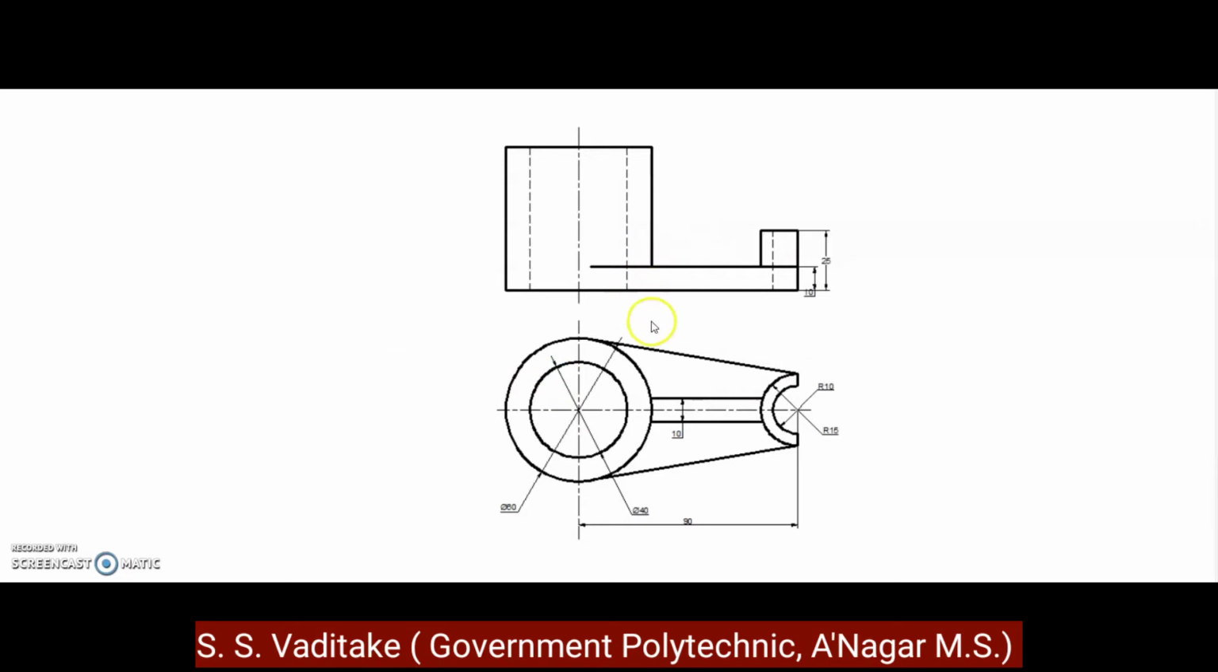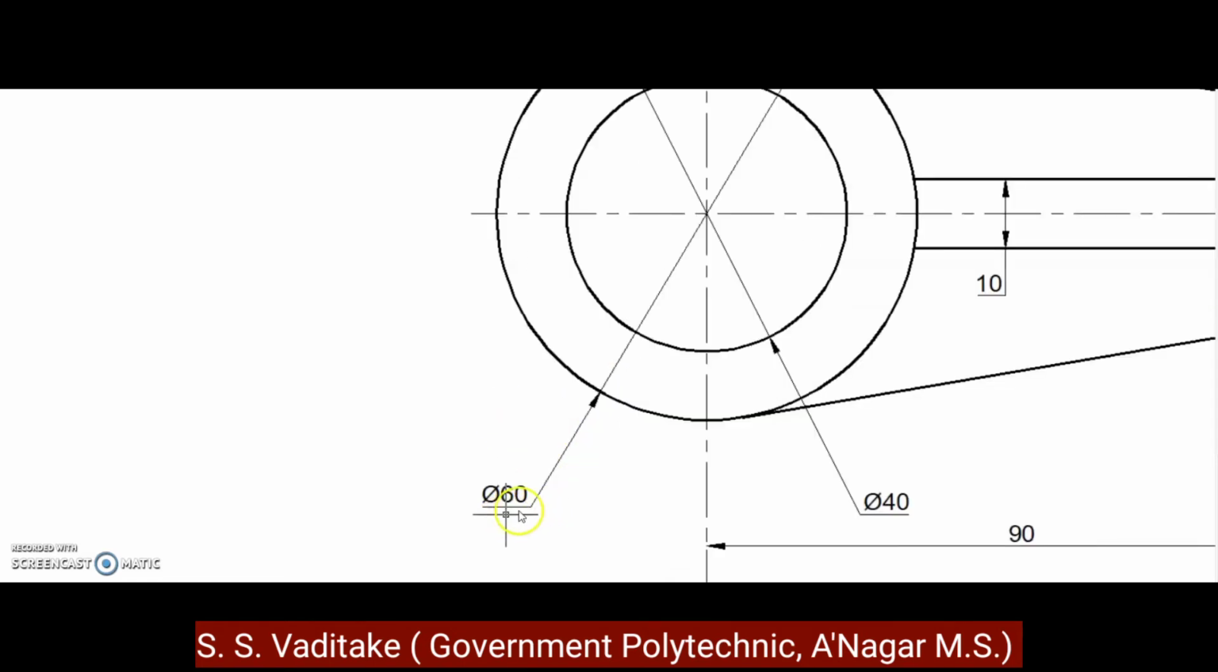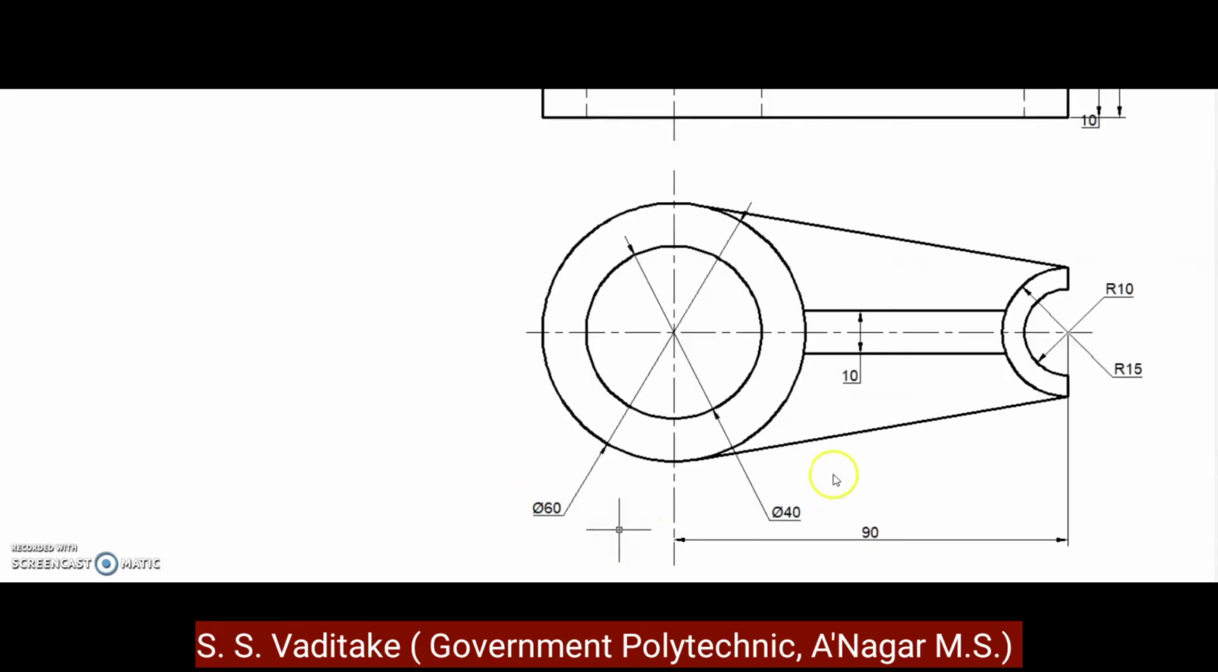Okay, such type of views are given. Front view, this is the top view, of which all dimensions are given. Now try to trace out its overall dimensions. So overall length is 90 plus this radius, which is 30 millimeter. So overall length is 120.